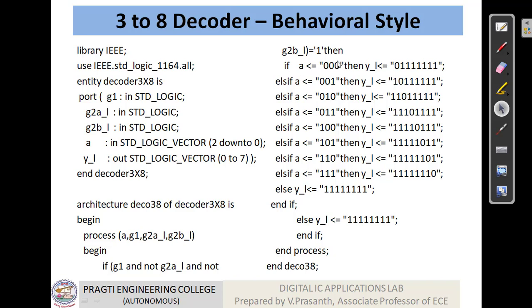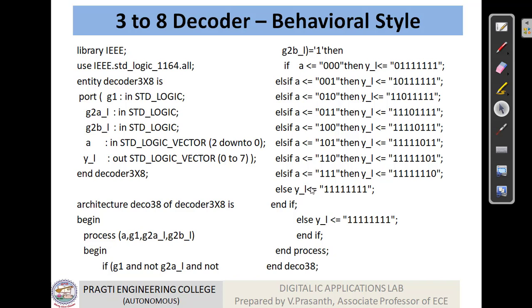Then if A is 0, 0, 0, Y0 will be active. 0, 0, 1, Y1 will be active. 0, 1, 0, Y2 will be active. 0, 1, 1, Y3 will be active. 1, 0, 0, Y4 will be active. 1, 0, 1, Y5 will be active, because an active low signal means it is active only if it is 0. 1, 1, 0, so 6, Y6 will be active. Else it will be 1, 1, 1. So this is the code for the behavioral style for the 3 to 8 decoder.